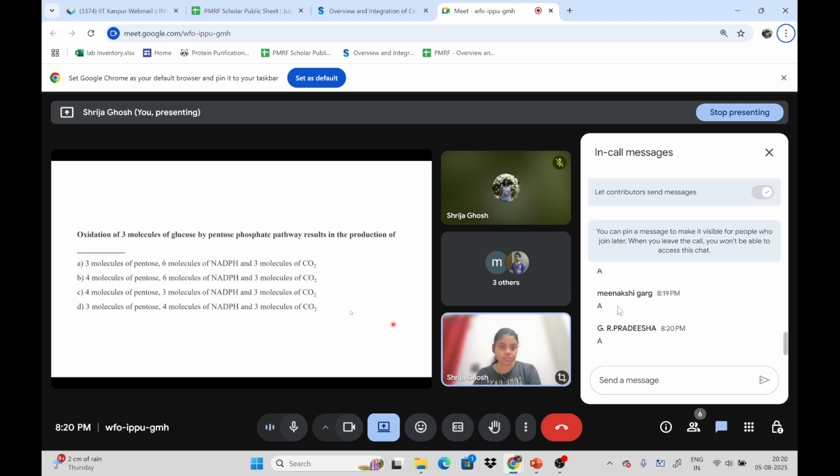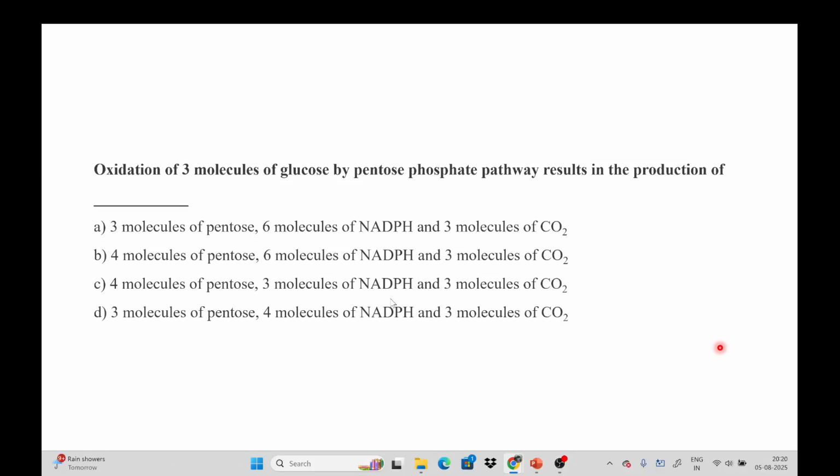So we have two answers. Both of them are saying option A. 3 molecules of pentose, 6 NADPH, and 3 CO2. So from 3 glucose, how many pentose and how many CO2 will be released? So you can solve this question logically also.